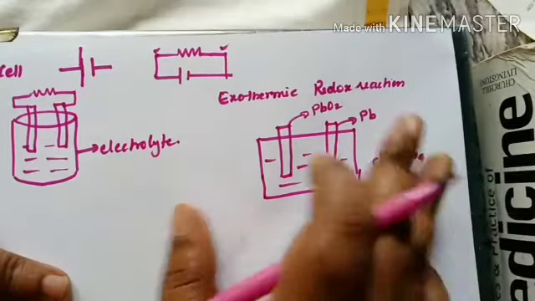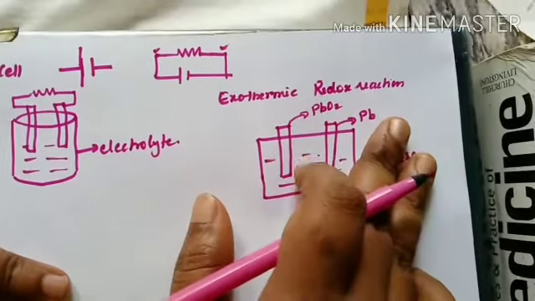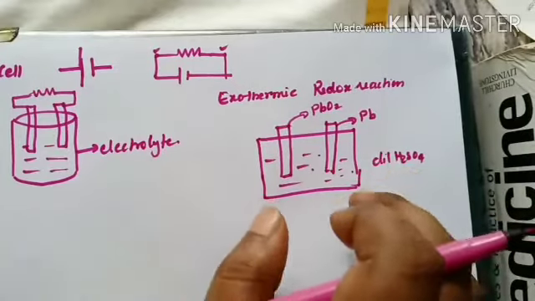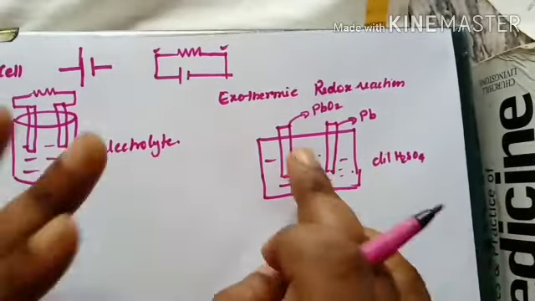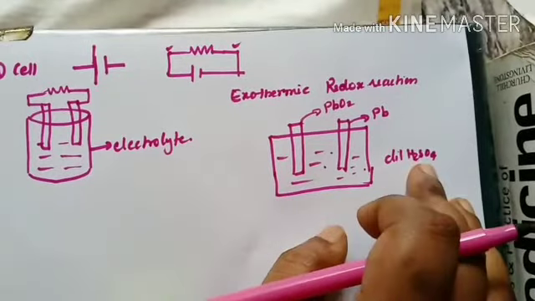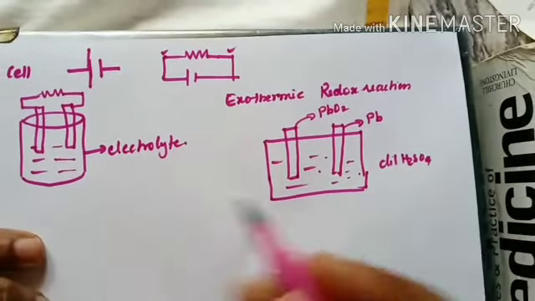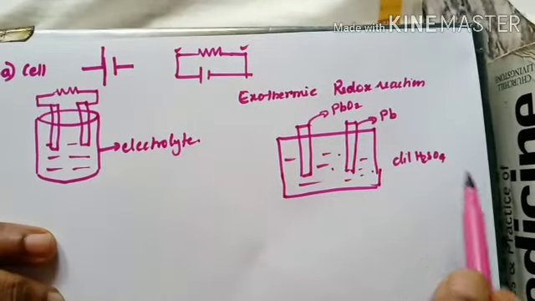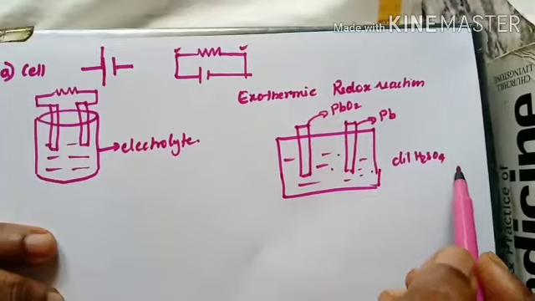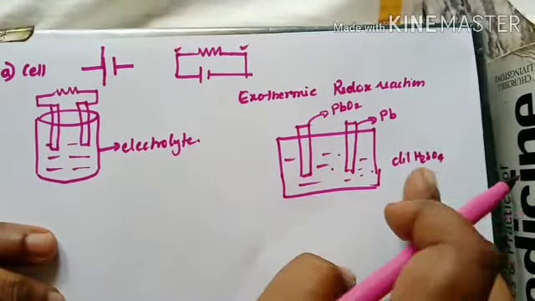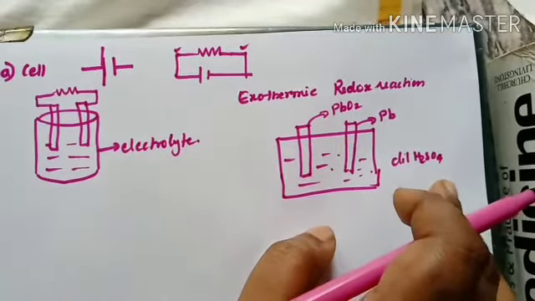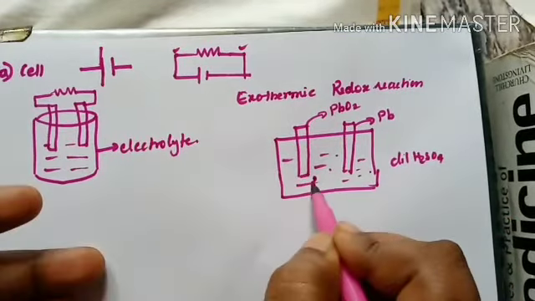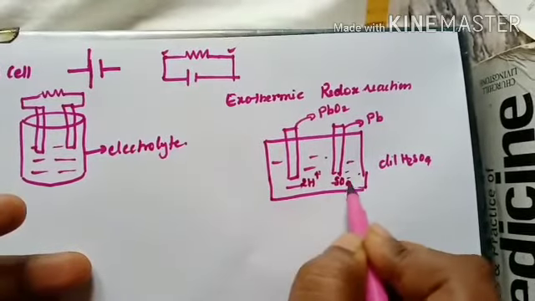Now I have not connected anything. This is not connected to an external circuit. This entire cell is now idle. It has just started. I have just dipped these two metals inside this dilute H2SO4. Now dilute H2SO4 has two parts: H plus ions and SO4 2 minus. So 2 H plus ions and an SO4 2 minus ion constitute H2SO4. When they split, they become 2H plus and SO4 2 minus.